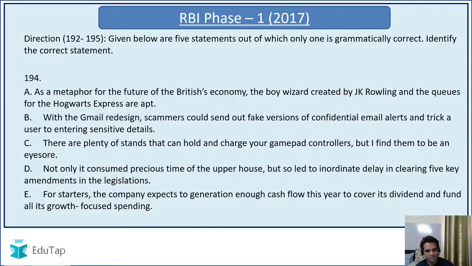Read the 5 sentences and find out the grammatically correct sentence, guys. Go for it. Cost of disaster. Yes, that's correct, future dreamer. So let's read the next question, guys. As a metaphor for the future of British's economy, the boy wizard created by J.K. Rowling and the cues for the Hogwarts Express are apt.